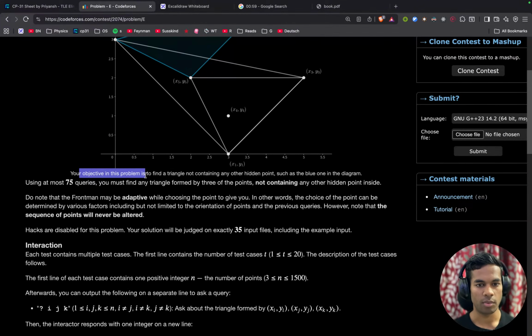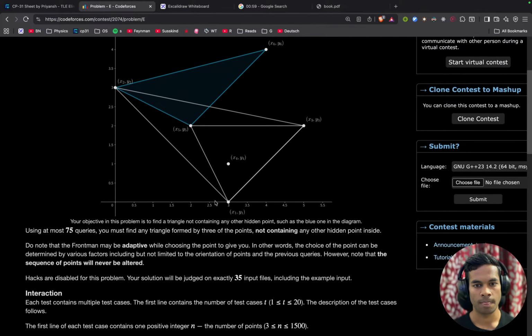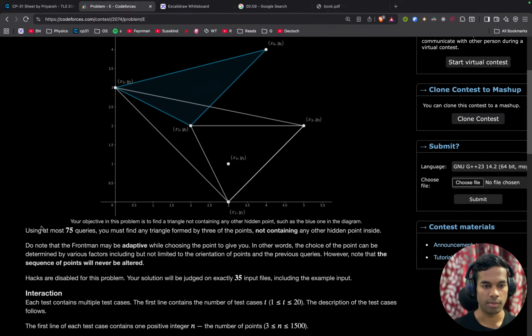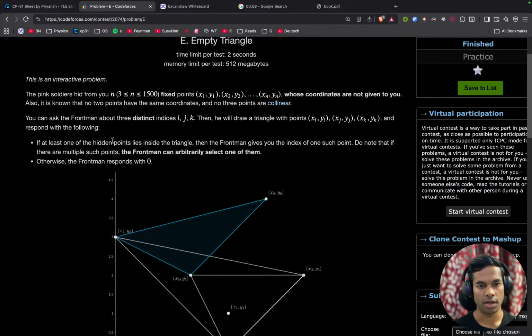Our objective in this problem is to find a triangle not containing any other hidden points, such as the blue one in the diagram. These are all the points, and the blue one does not have any other points. No two points are collinear on the same line. Using at most 75 queries, you must find a triangle formed by three of the points not containing any other hidden point. We give them indices and he will give me 3 points, and there are in total 15,000 points.